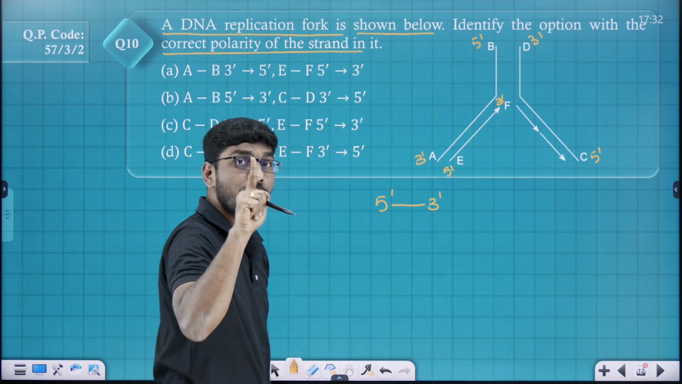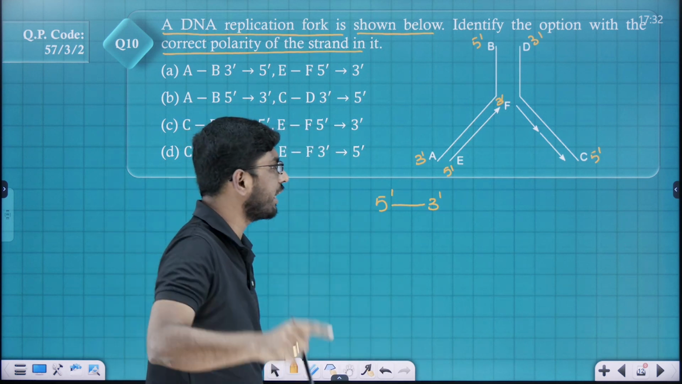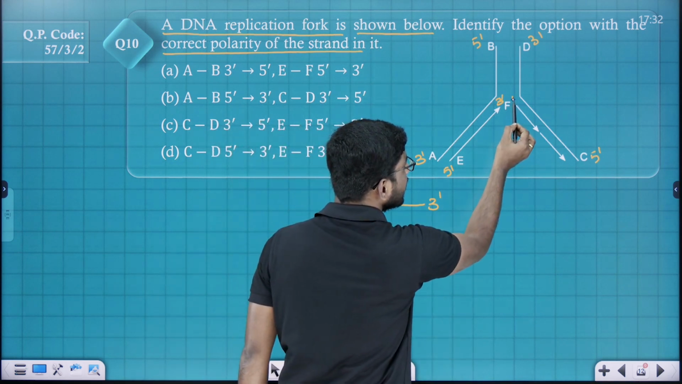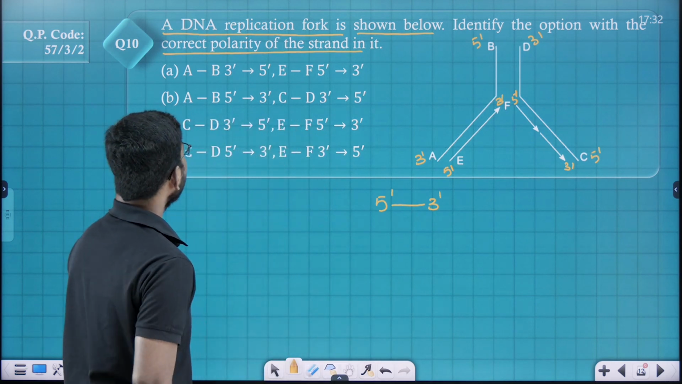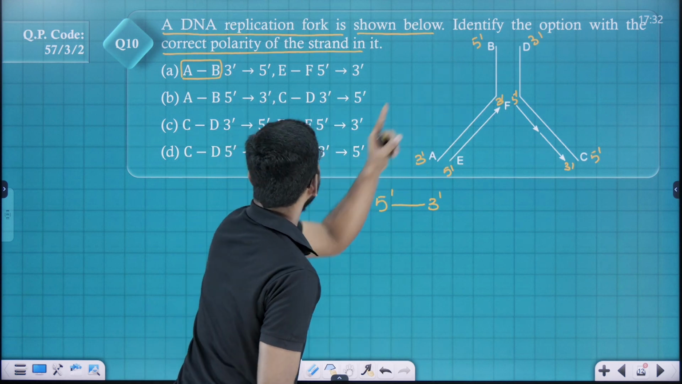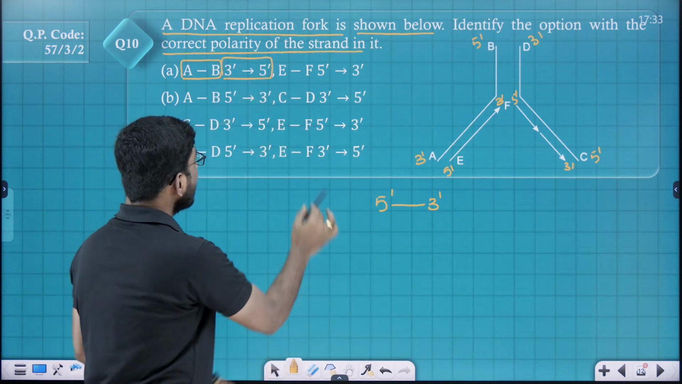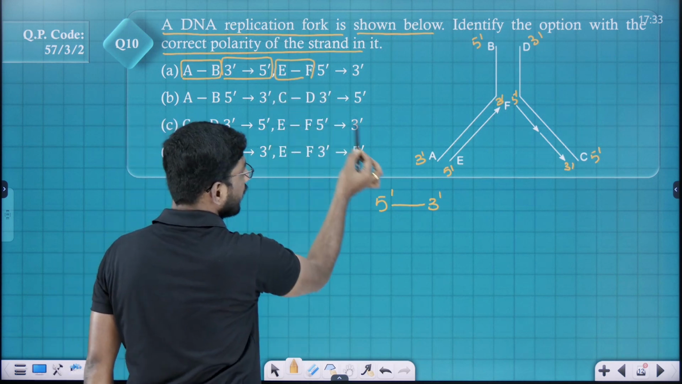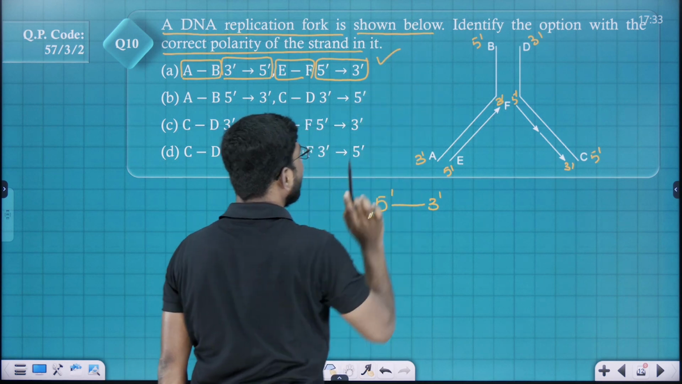5' to 3'. Where is a new DNA? I told you new DNA only polymerizes from 5' to 3'. So I can write here, it is 5' to 3'. So find out the correct answer. AB is what? Tell me. 3' to 5'. Right? Next, EF. E 5', F 3'. This is the appropriate correct answer.